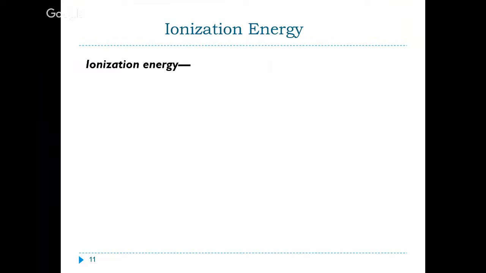So ionization energy is the energy that has to be put in to remove an electron. So this energy then is endothermic. It has a positive value. You have to overcome the electrostatic force between the nucleus and the electron that you want to remove. So the way to break these down, and electrons can only be removed one at a time.